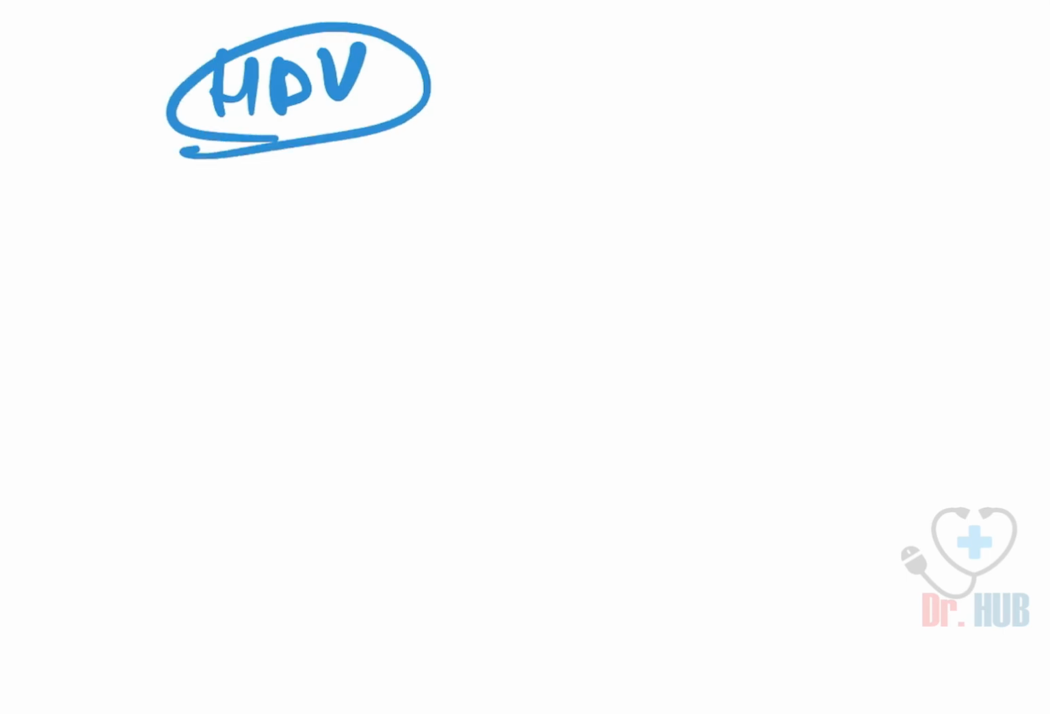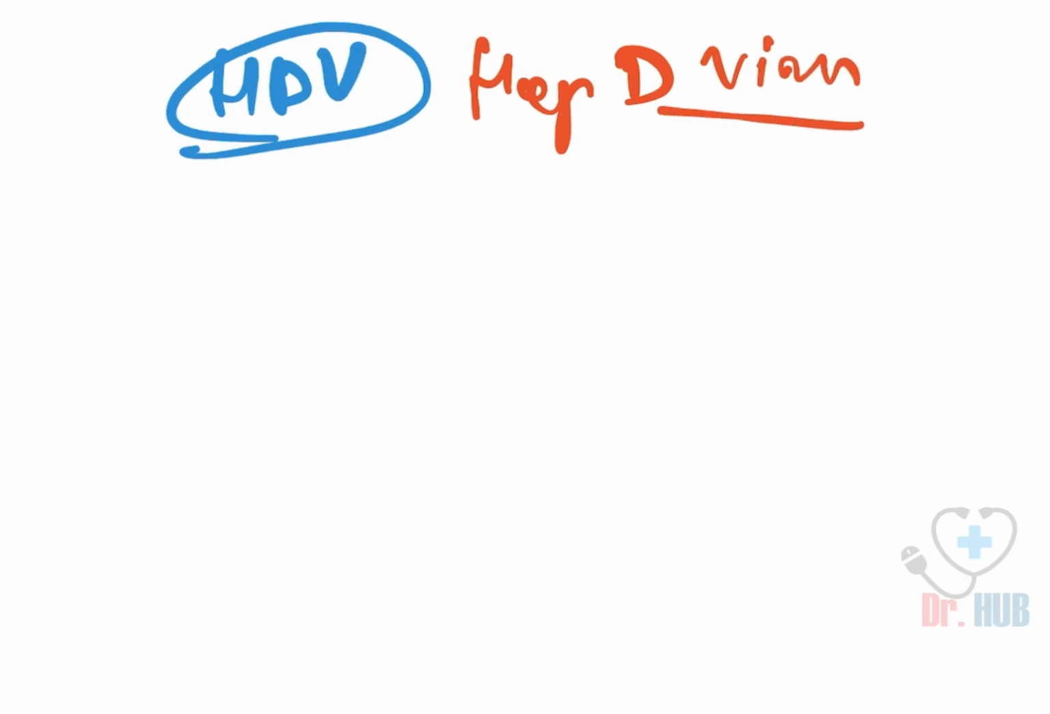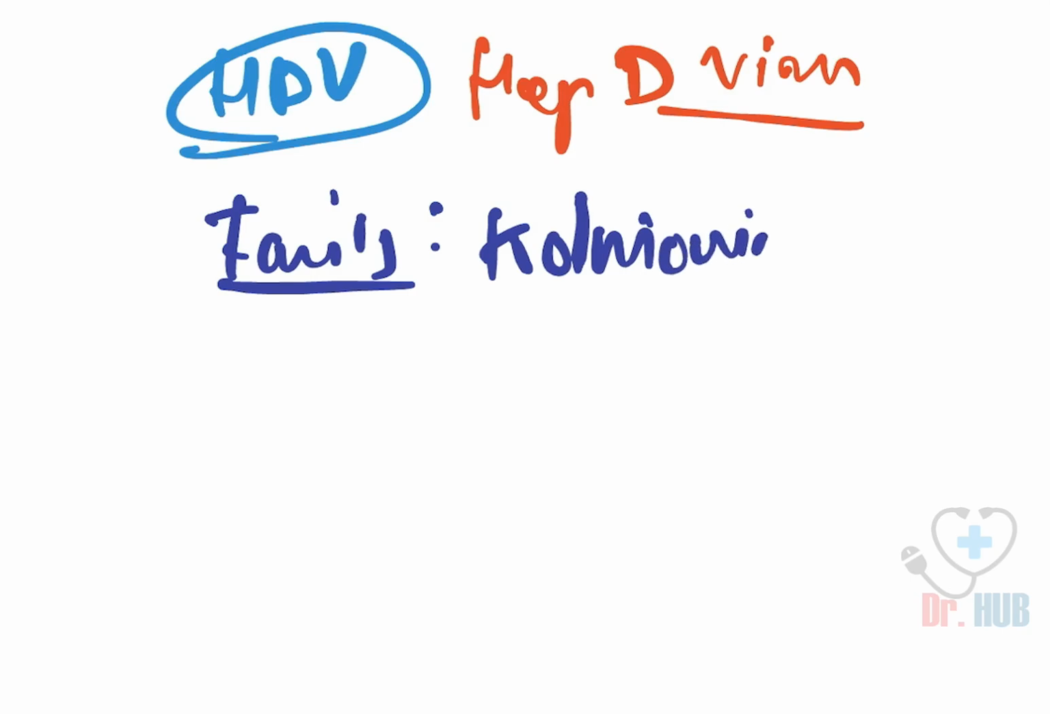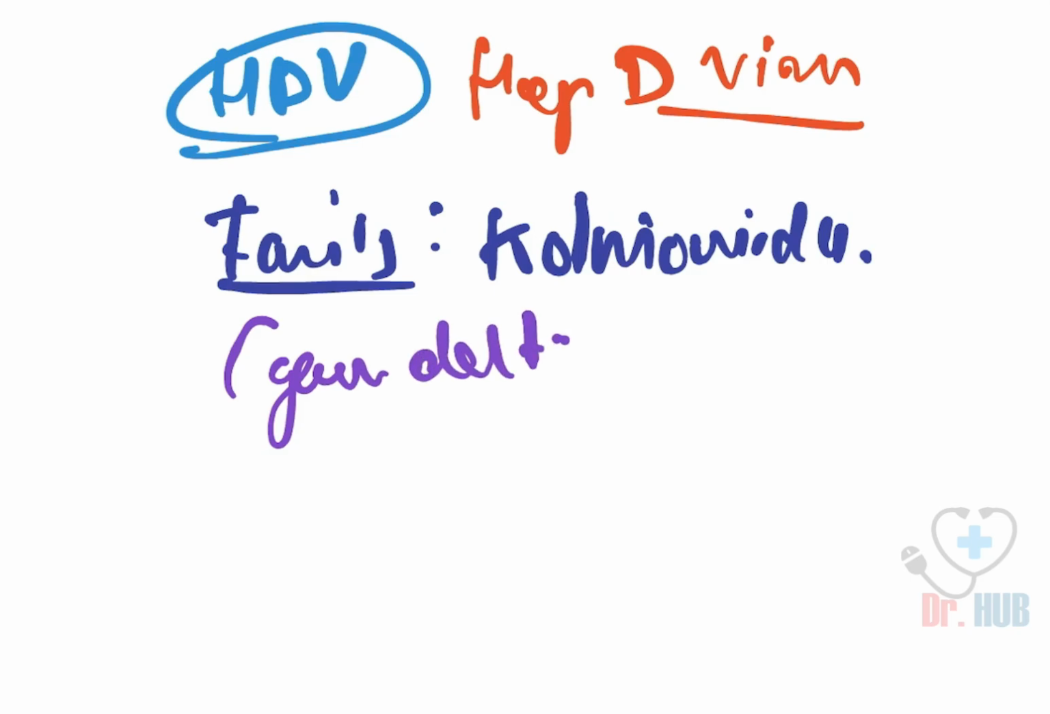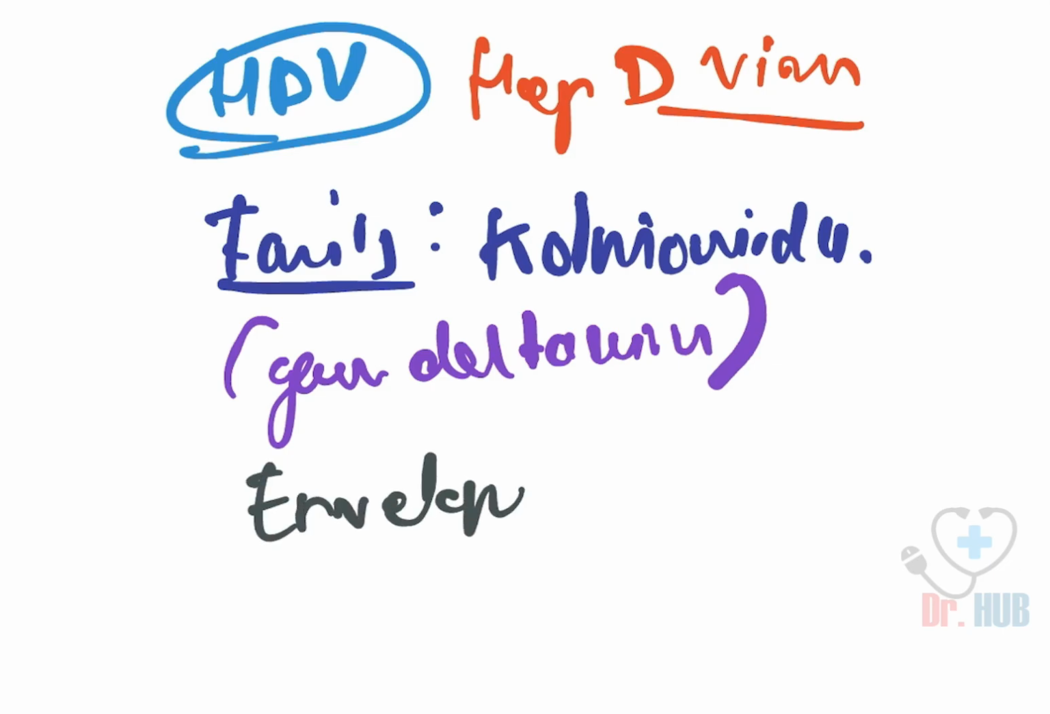Next, we move on to HDV, that is the hepatitis D virus. Looking at the family, it is Kolmioviridae, the genus being deltavirus. Is it enveloped or non-enveloped? It is enveloped, from the HBV.